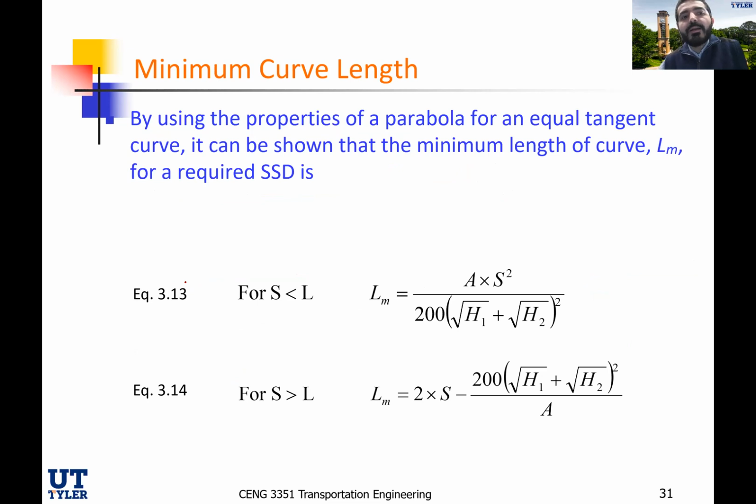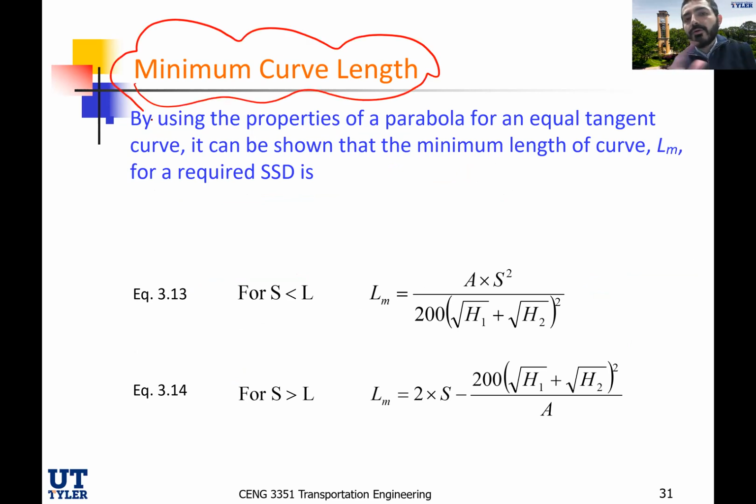So where can we get now the minimum curve length? Remember, your goal as a geometric designer, you need to get the L. You need to get that L. And again, your goal is to have the length of the curve be as high as possible. So using again the parabolic equation that I showed you before, and minimizing, the minimum length of the curve is actually given by these two equations.